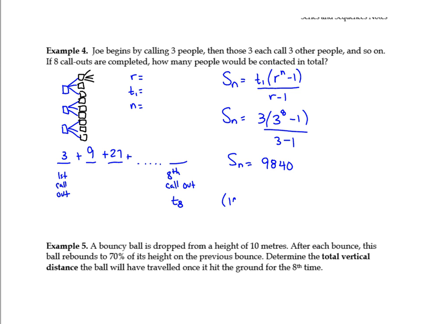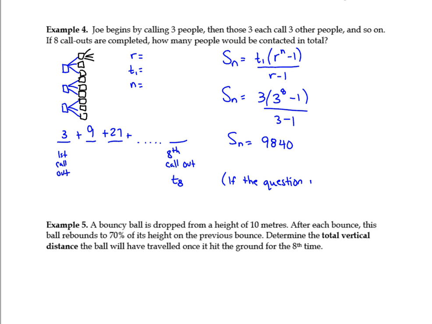If the question, it depends how you word the question. If the question requires you to include Joe, then you would add 1. And you'd add 1 to your answer, right? For some reason, they worded it in such a way that you wanted everyone, including Joe, not just the people contacted, but all people involved in the telephone scheme. That includes Joe.